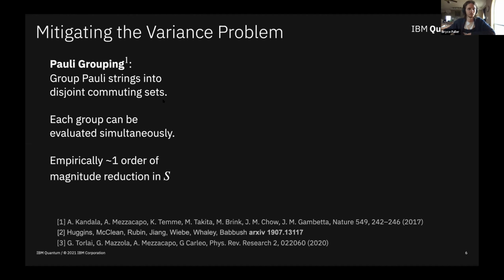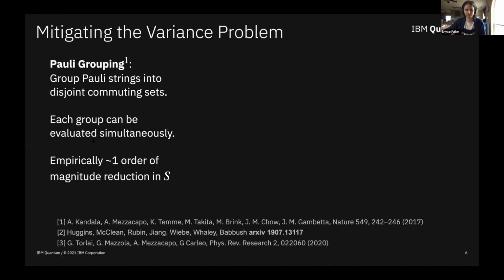So one you would call Pauli grouping. You might observe that a lot of these Pauli strings that you need to evaluate actually commute with each other and can therefore be evaluated simultaneously. So you can do this pre-processing step of grouping all of your observables into these sets, and then evaluate each set at once, just by doing some post-processing on those measurements. And empirically, you can get about an order of magnitude reduction in the number of shots you need.